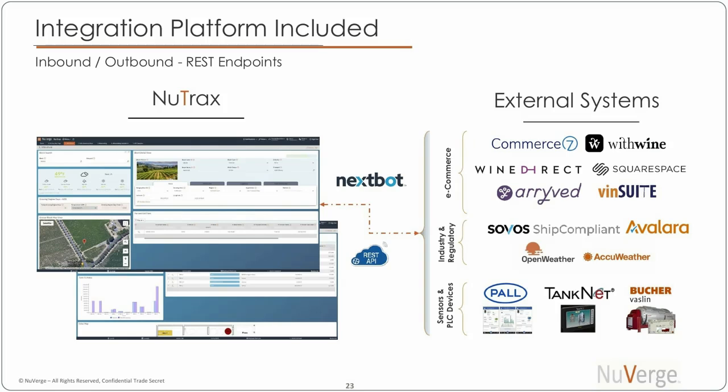This slide is meant to show you an example of all the external systems you might need to connect to. Now, obviously, you might only connect to one of those e-commerce solutions, but there's some of those that we're going to be pre-configured for. Industry and regulatory items like Avalara, OpenWeather, AccuWeather is where we're pulling our data from. Maybe you have another one that we need to add to that list. We're happy to do that. But also just general sensors and PLC devices that are out there in the marketplace, especially for wineries, from Paul to Tank.net. All of these are pre-configured, and we can talk to them through that REST-based API later and point-to-point through Nextbot.